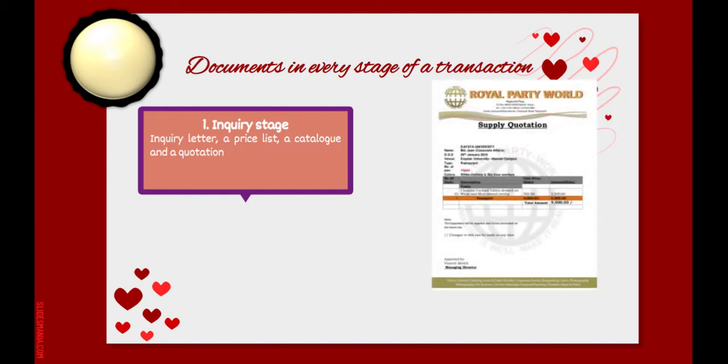The second one is a quotation. This is a document sent by a seller to a buyer in response to a specific letter of inquiry. It specifies the conditions and terms under which the seller is willing to supply the specified goods and services to the buyer. Quotations are normally in form of letters, but many large-scale businesses have pre-printed quotation forms which they readily send to the potential customers.